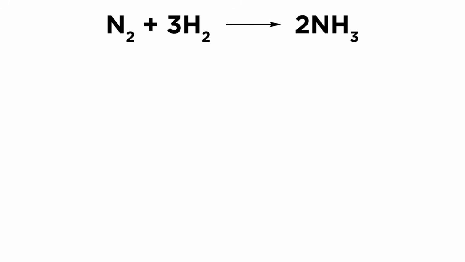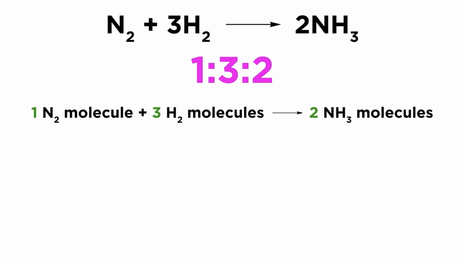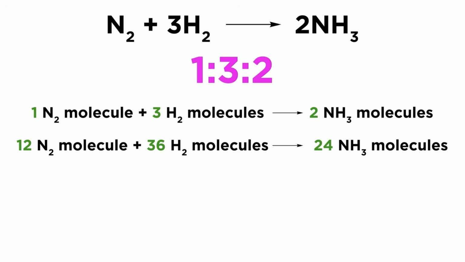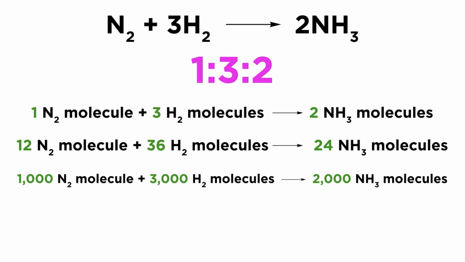If we look at this reaction involving nitrogen and hydrogen producing ammonia, we notice that the stoichiometric coefficients are 1, 3, and 2. These numbers can be applied in a few different contexts. They mean that 1 nitrogen molecule and 3 hydrogen molecules make 2 ammonia molecules, but this numerical ratio can be applied at any scale, from dozens of molecules to thousands and even moles.